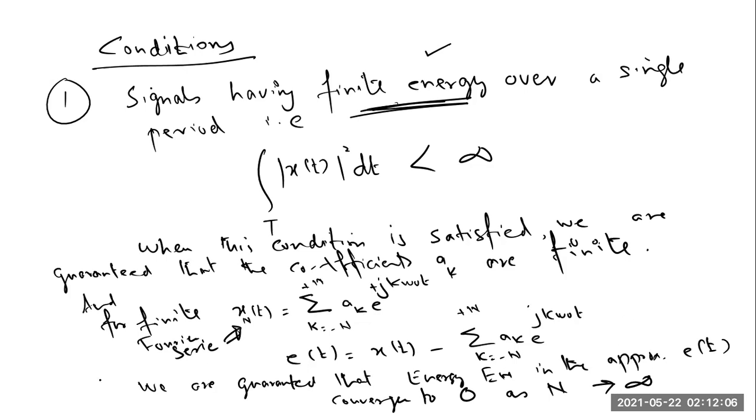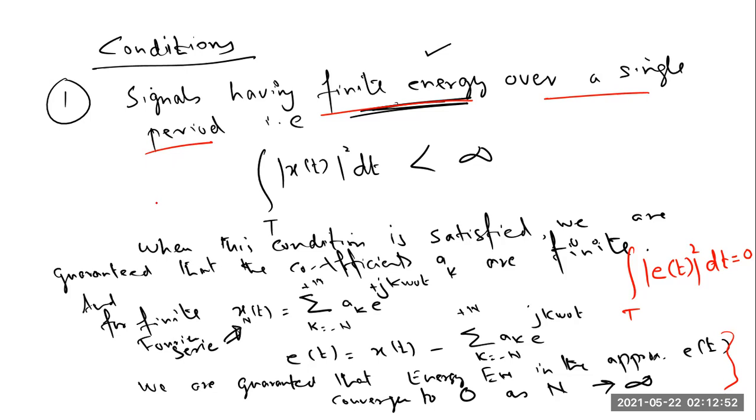So let me write this in red color. What is the meaning of this? It means that if you take the energy of a signal and if you take it over one period, the answer will come out to be finite. And that is a very important result. It is telling that when you have a periodic signal which is having finite energy over a single period, we are saying that this type of signal will have a Fourier series representation.